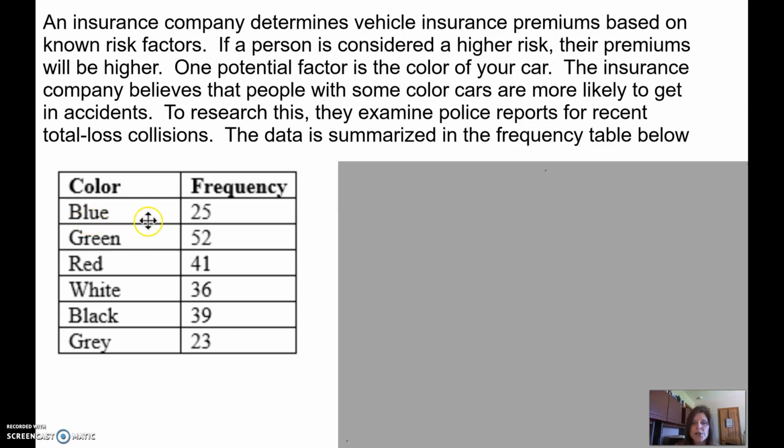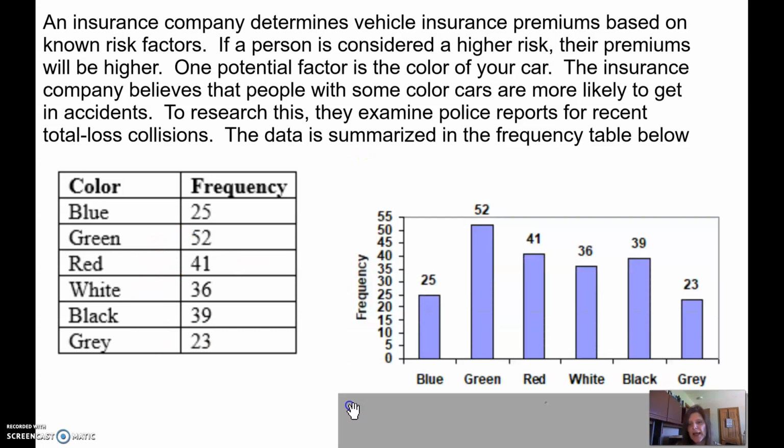So blue cars were reported 25 times. Okay, 25 blue cars, total loss in a collision. Green cars, though, 52. Red, white, black, and gray. All right, take that same information and put it on a bar graph.